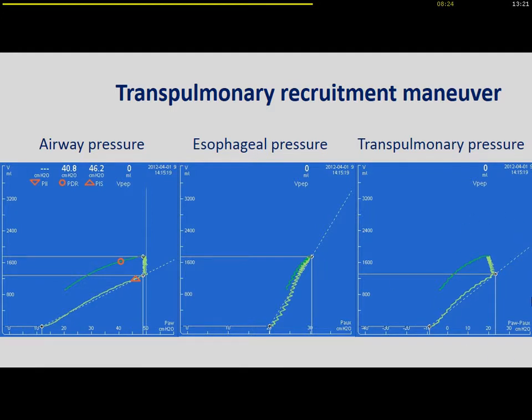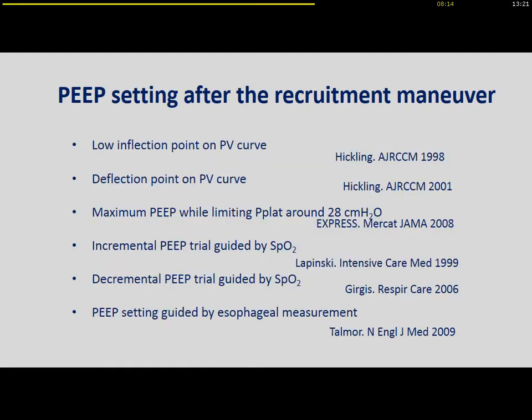So if you use transpulmonary pressure, you can titrate the airway pressure that you need to reach around 25 of transpulmonary pressure. The last question, and I won't detail it, is how to set PEEP after the recruitment maneuver. Well, I like the method using the end-expiratory transpulmonary pressure, but we don't always have this method, so there are some other methods that have been described, and this is a very crucial point to maintain the lung recruited.